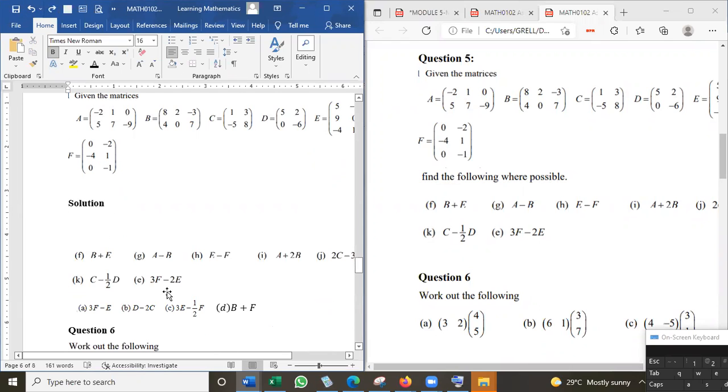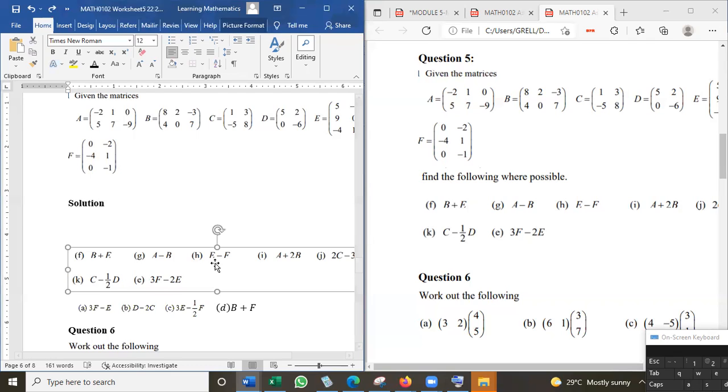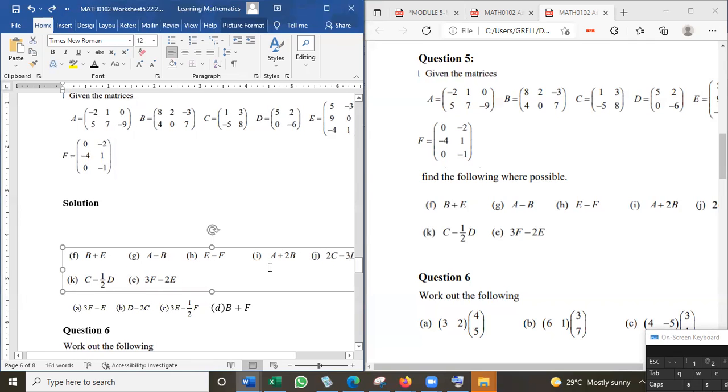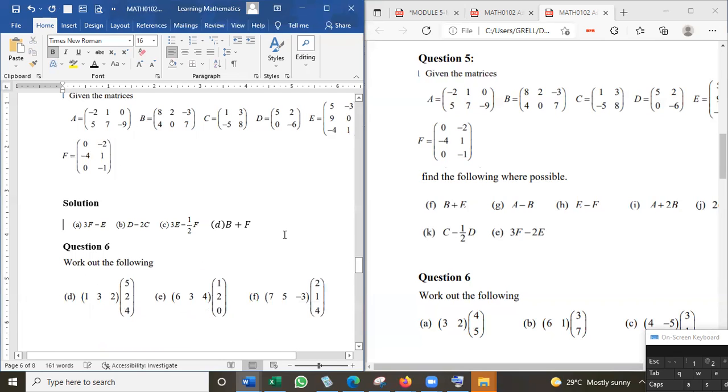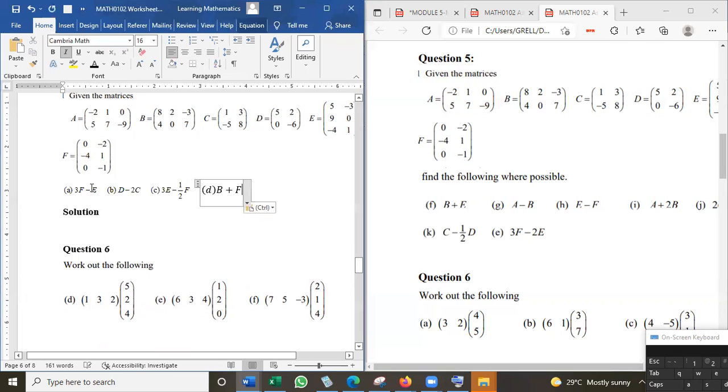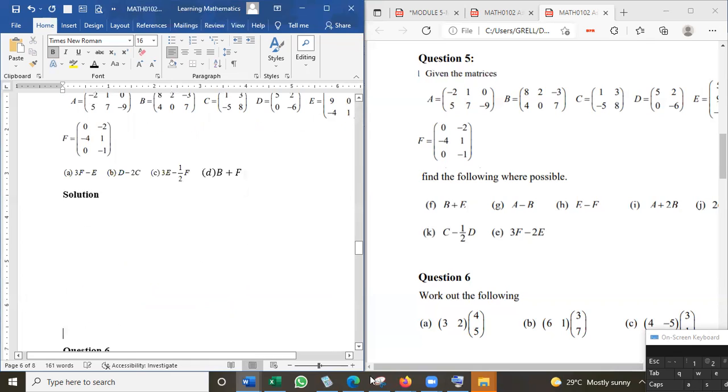Okay, so these are those in the assignment. You can see them: B plus E, E minus B. So these are the ones in the worksheet. Okay, so it's all about addition and subtraction of matrices. So we can go to the module and take a look at what it has to say with regards to adding and subtracting matrices.